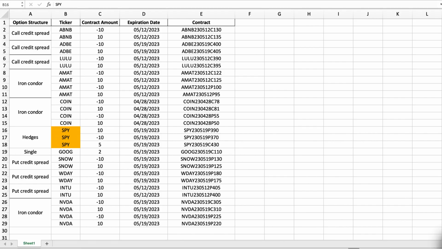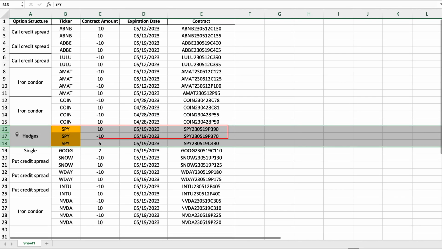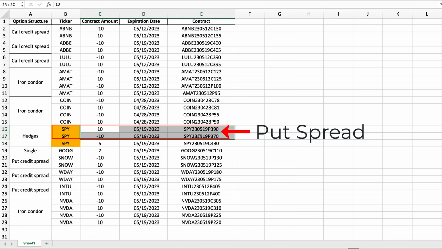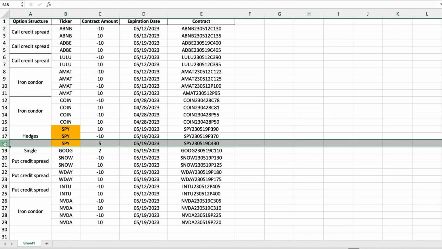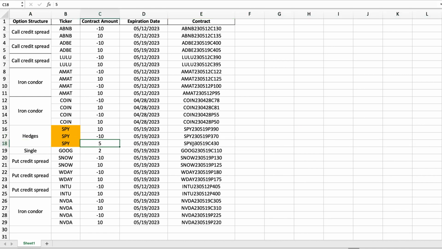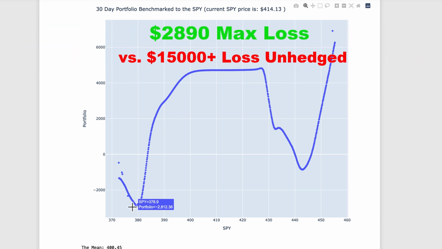You can just see here our hedges specifically. We've got a put spread to lower our costs. We're buying the 390s, selling the 370s, expiring May 19th on the SPY. And on the upside, we only needed to buy 5 of the 430s, just the way our positioning is here, in order to hedge most of that risk away. So we went from potentially losing $15 or $20 or even $25,000 on the downside, and similar on the upside, to where our losses are very, very small.